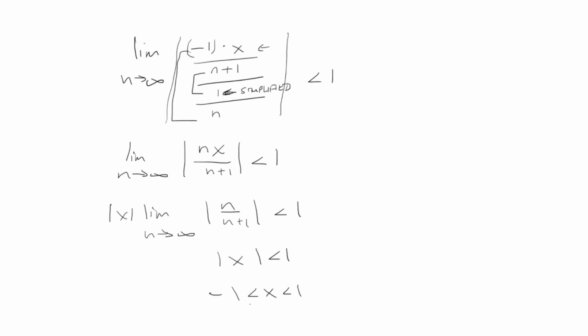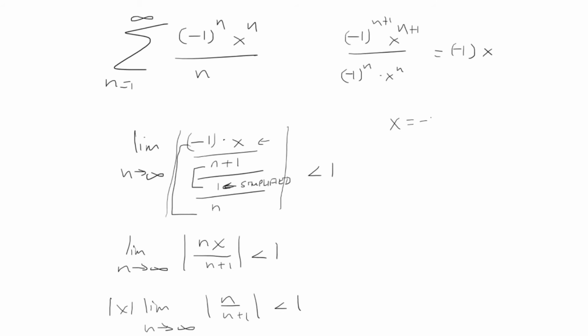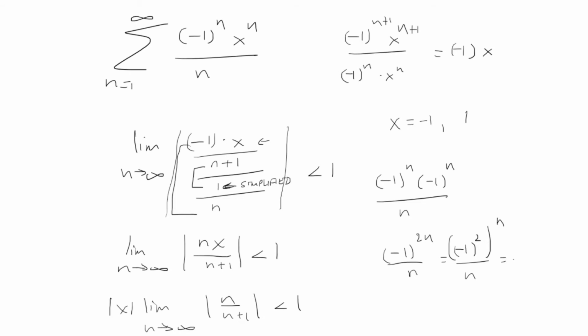All that leaves us to do is to test the endpoints. So we have to test x equals -1 and x equals 1. If I plug in x equals -1, I have -1 to the n times -1 to the n, all over n. And so this will just be -1 to the 2n over n, which is the same thing as -1 squared raised to the n power over n. And that's just 1 to the n over n, but we know that's just 1 over n. This is the harmonic series, so that diverges. So we do not want to include -1.